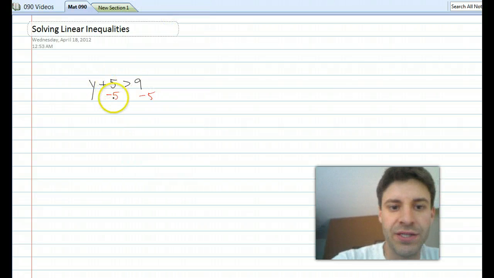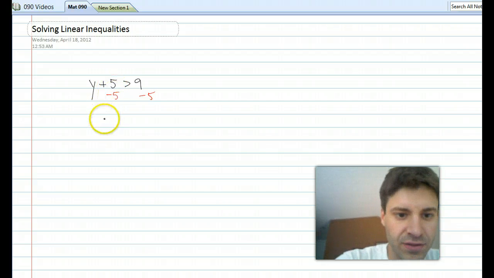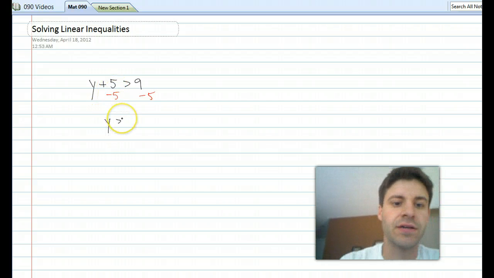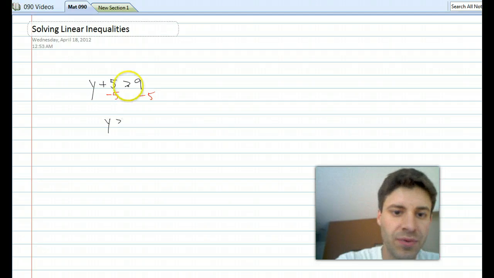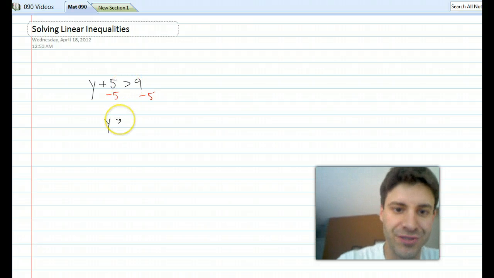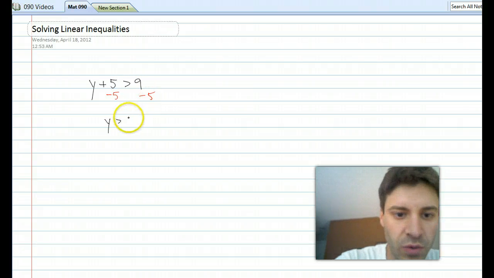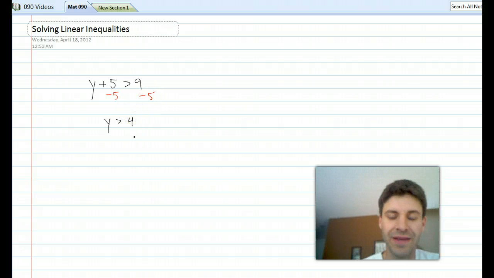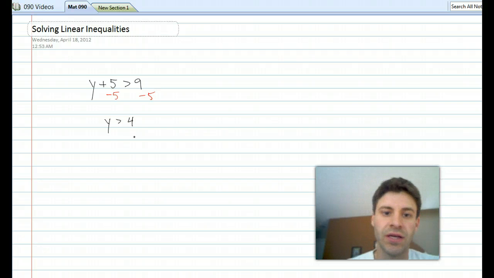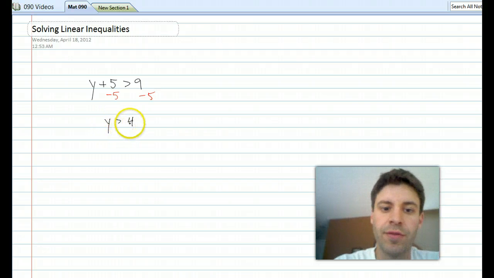Y plus 5 minus 5, the plus 5 and the minus 5 cancel, and we just get a y by itself on the left side. We keep the greater than sign a greater than sign, and we have 9 minus 5 on the right side, which of course is 4. And that is the solution to this inequality. As long as y is greater than 4, this inequality is satisfied.